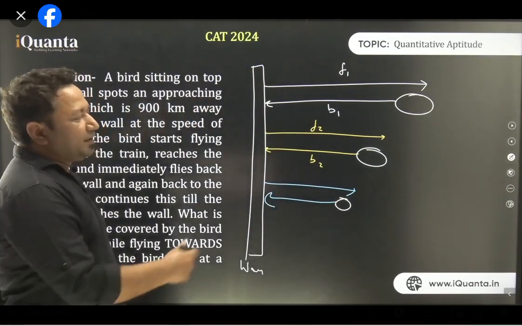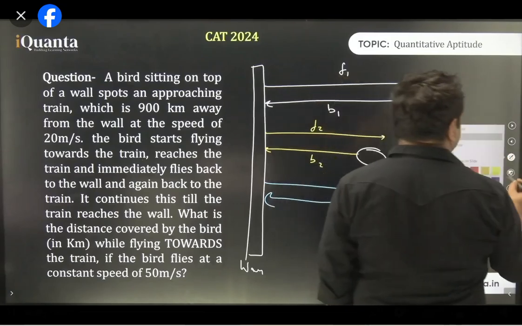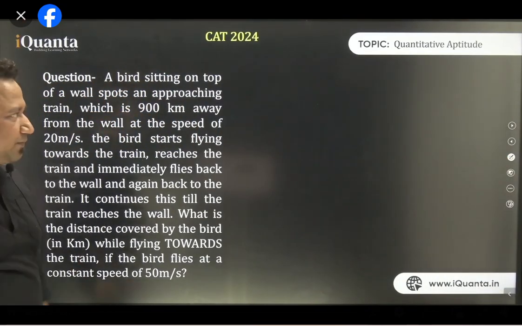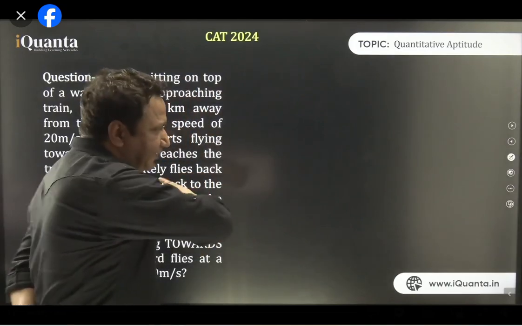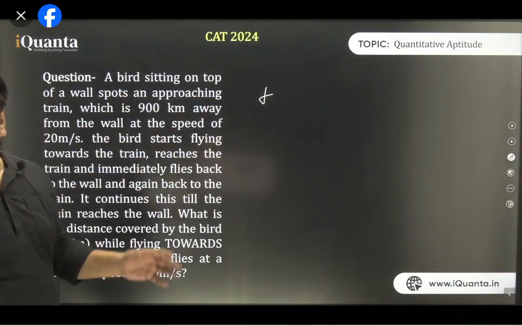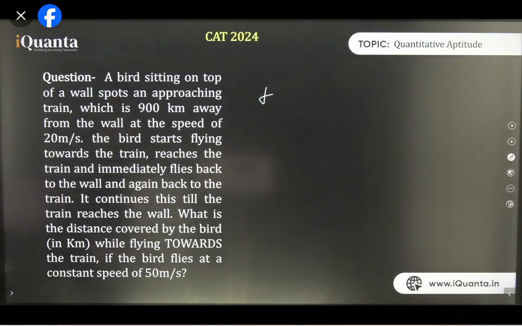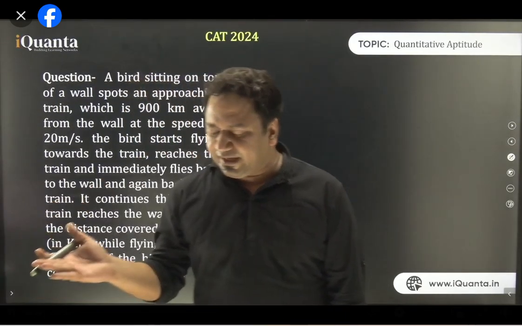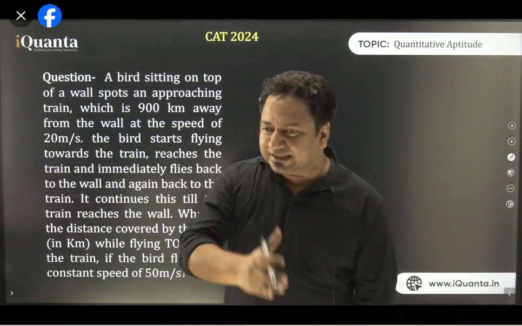Okay, wait. I'll redraw the diagram. Let me redraw it. Forget about F1 and B1. Tell me something: all the forwards that the bird has traveled, all the forwards, now it'll be clear. Do you understand the difference between distance and displacement?